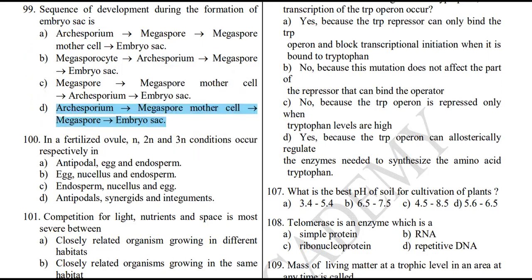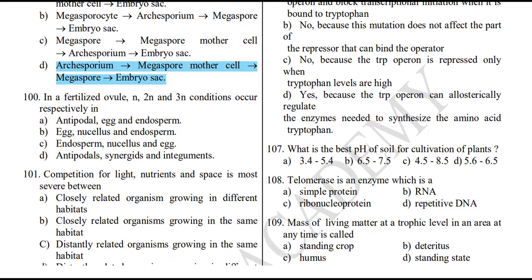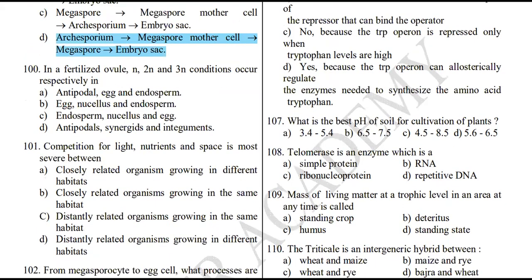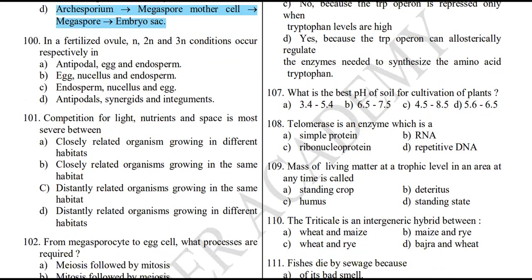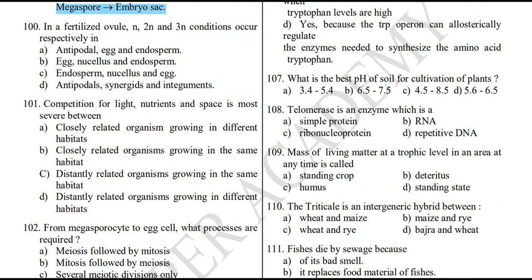We'll move on to the next question. In a fertilized ovule, the 2N, 2N and 3N conditions occur respectively in which of these things? Very simple question. You have to remember N. N means you have to remember sperm and egg are going to be N. Here the ovule is given, fertilized. So the egg is going to be the N. If you know this one answer, you can literally answer this question.